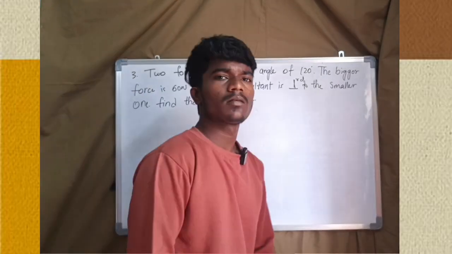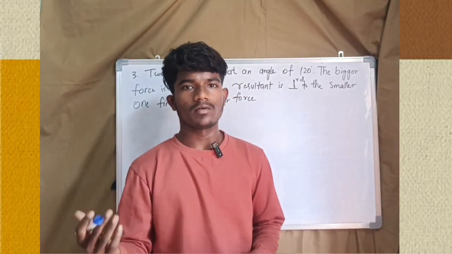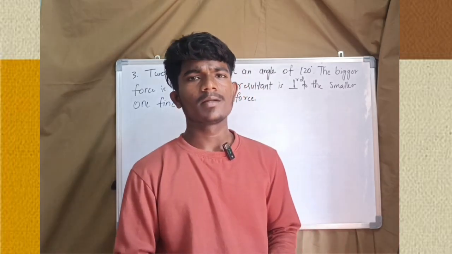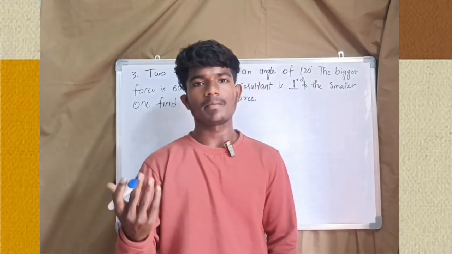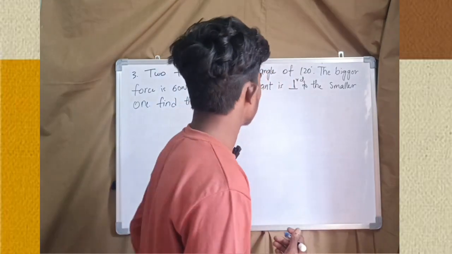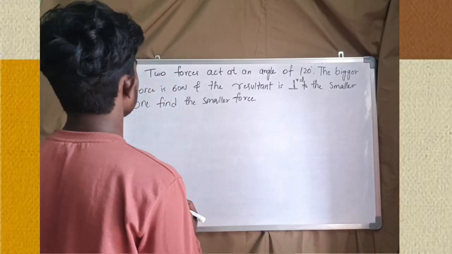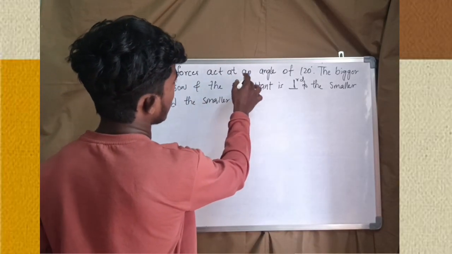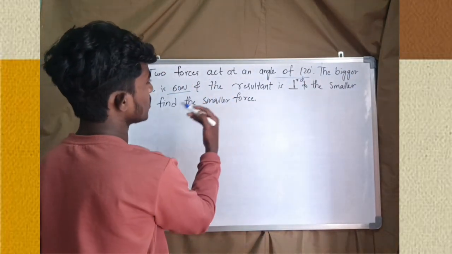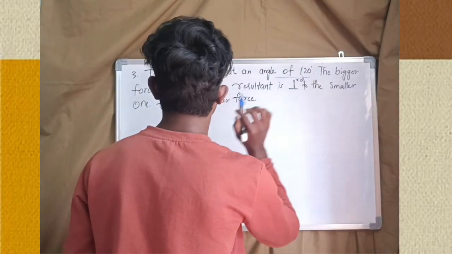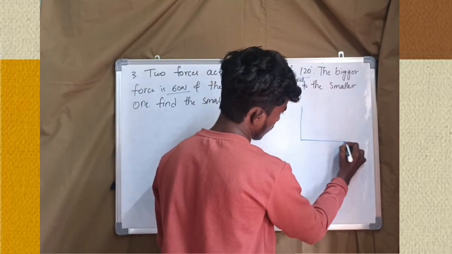And now we are discussing one more problem that is related to law of parallelogram of forces only. In the second problem we discussed normal to the first problem only, that is finding magnitude and direction. But in this problem there is a little bit of change. Two forces act at an angle of 120 degrees. The bigger force is 60 newtons and the resultant is perpendicular to the smaller one. Find the smaller force.